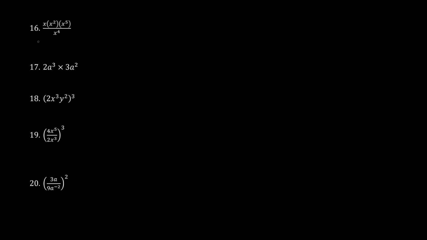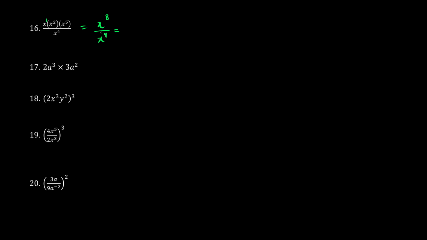Continuing with question 16, we can see that we have x's on the top. There's a hidden x to the 1 here. We're going to add these exponents because we're multiplying with the same base. 1 plus 2 is 3, plus 5 is 8. So we have x to the exponent 8 over x to the 4.